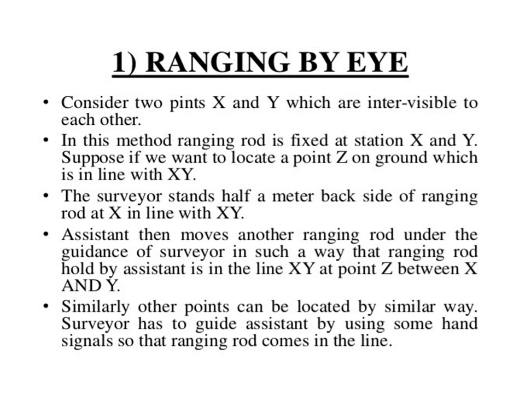Suppose if we want to locate a point z on ground which is in line with x and y, the surveyor stands about a meter back of the ranging rod at x, in line with x and y. Assistant then moves another ranging rod under the guidance of surveyor in such a way that the ranging rod held by assistant is in line with xy at point z between x and y. Similarly, other points can be located in a similar way. Surveyor has to guide the assistant by using some hand signals so that ranging rod comes in line.